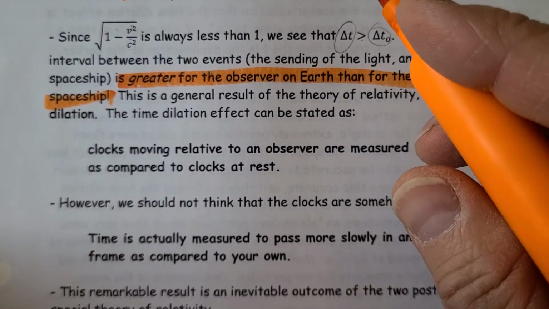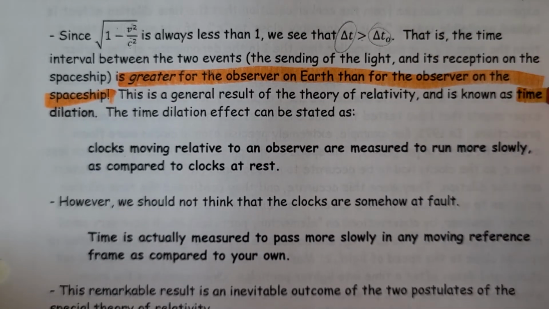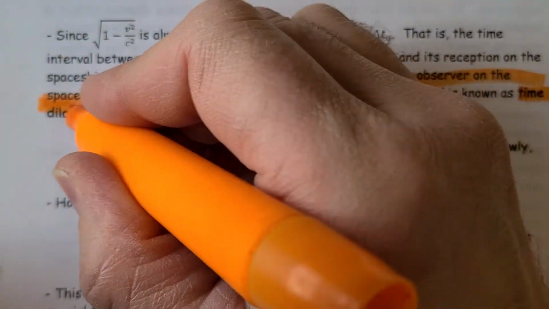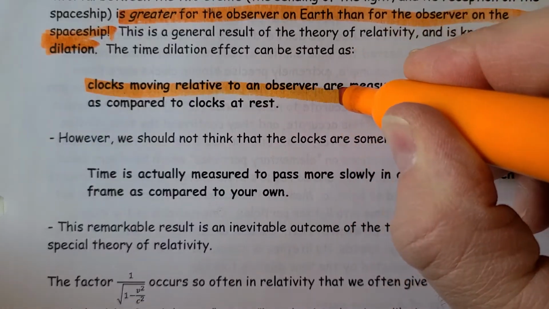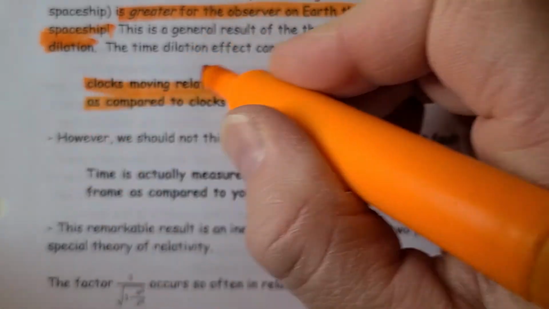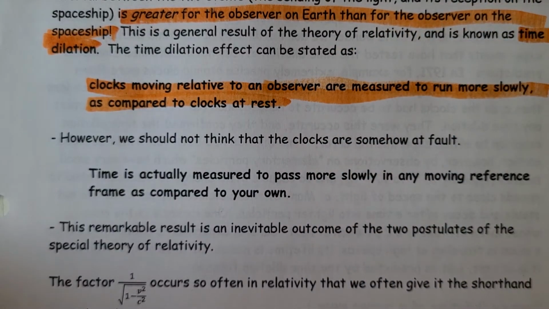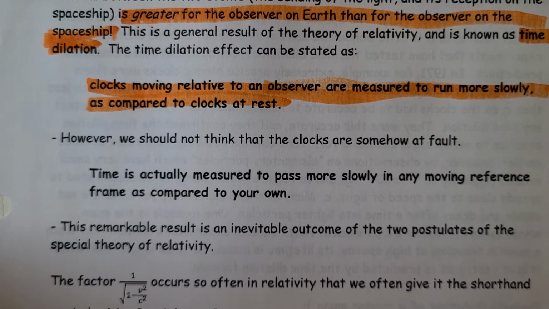This is a general result of the theory of relativity and is known as time dilation. Time dilation. So we can think of it like this. Clocks moving relative to an observer appear to run slower than those clocks that are at rest. So it appears that time is going by slower for that person on the ship as viewed by someone on Earth. More time passes for the person on Earth.